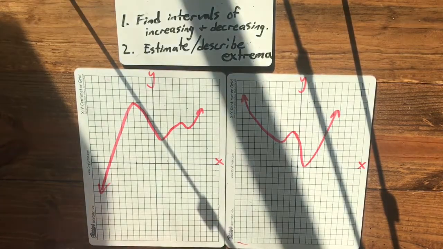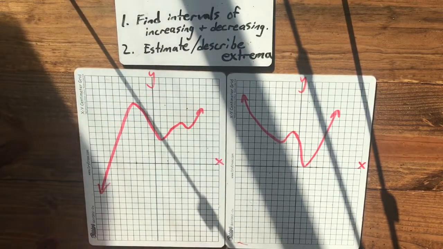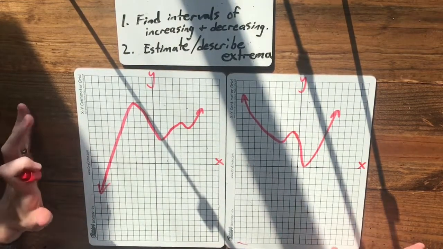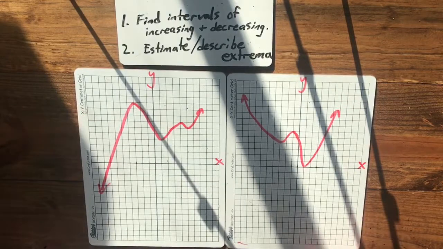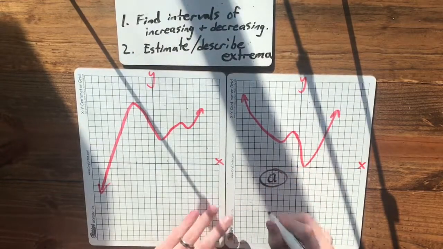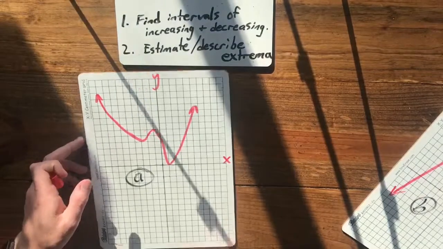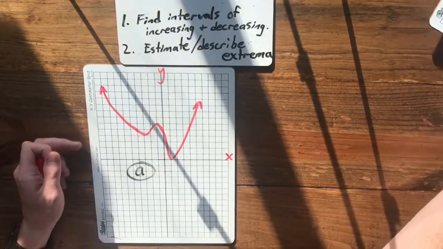Here we go. So we're looking at intervals of increasing and decreasing. We're also estimating and describing the extrema. So let's think about this for a second. We've got two graphs. We're just going to concentrate on this one first. We're going to let this be graph A, this graph B. Let's look at graph A first. Let's just get rid of graph B for a second.